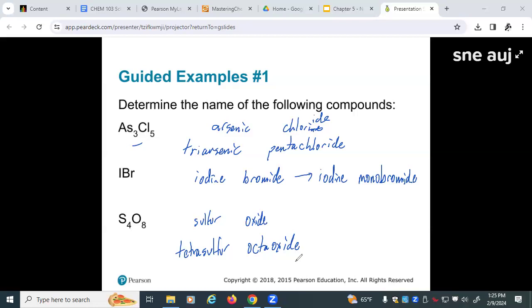Now, this is an example of another kind of possible vowel dropping exception here. It is possible you could see this as octoxide, dropping the A off of it, just to avoid that AO diphthong there. Not consistently applied. You do see both, but that is a possible place for it. Any questions with these 3 examples?